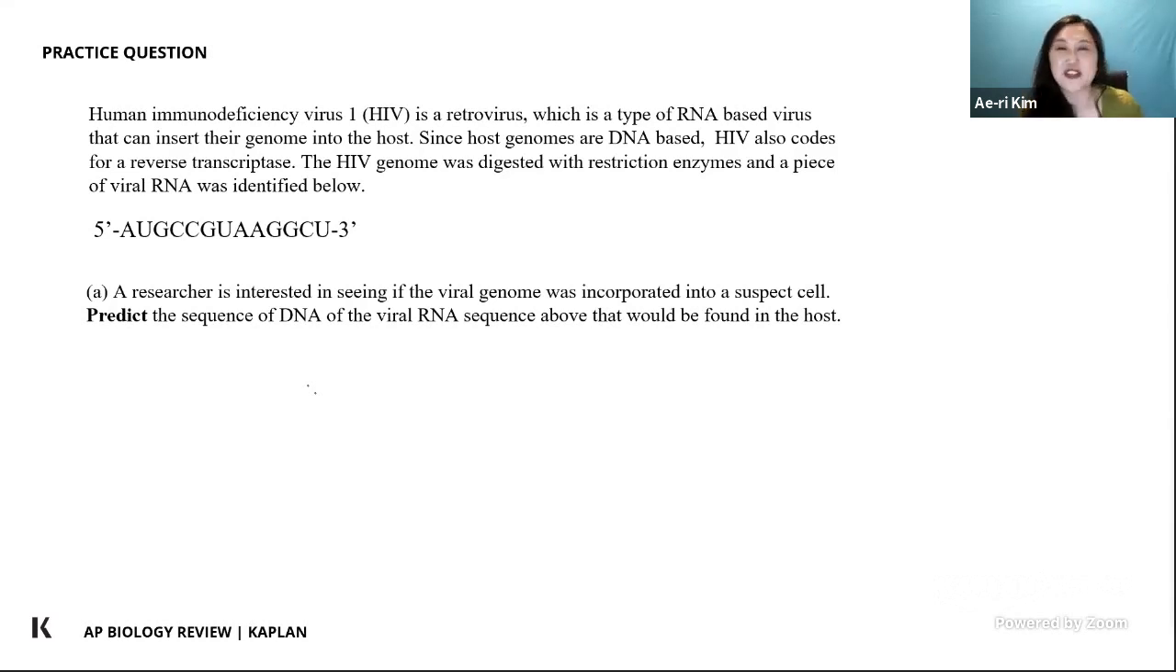Okay, everyone, go ahead and throw in your sequence. Essentially what's going on with this question is it's asking for the DNA sequence of the viral RNA that is above, that was found in the host. So go ahead and tell me, what do you think? I don't want to give it away, but yes, the DNA sequence here.